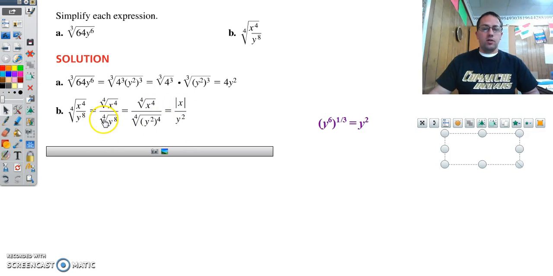Now for the denominator, y to the 8th, well, that's y squared to the 4th. So the 4th root of something to the 4th is going to cancel out, and it's just y squared. Or you can take this and change it to exponential form. The 4th root would be to the 1/4 power. So we have 8 times 1/4, which is 2. Right, another way to look at that.